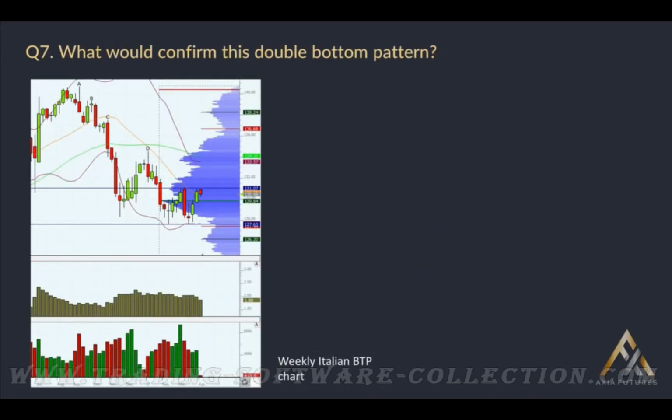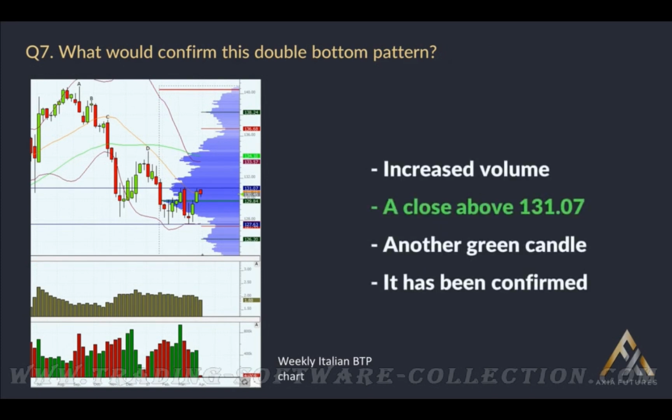Right, double bottom pattern on a weekly Italian BTP chart. What would confirm this pattern? As with all technical patterns, you are going to need a close, and to confirm the pattern on a double bottom, you need to see a close above the most recent swing high. If it's a double top, it's a close below the most recent swing low. So that comes in at 131.07. That's where you need to see a close higher than that level.